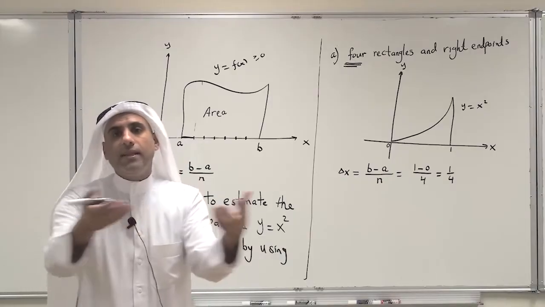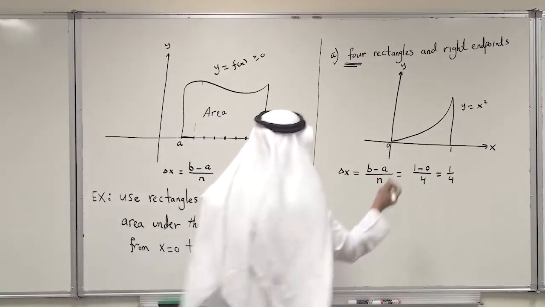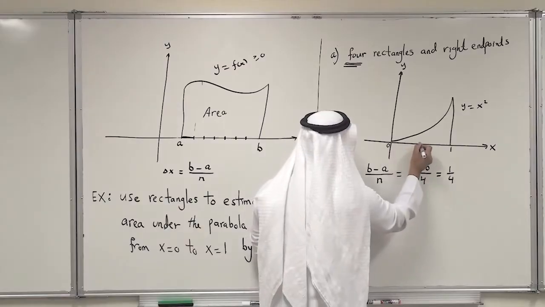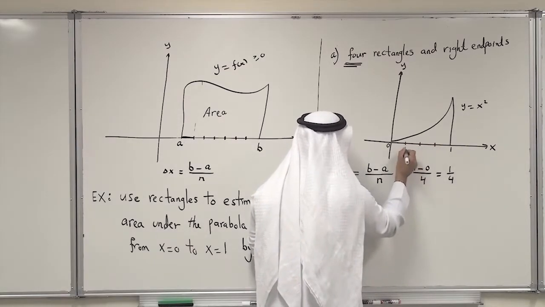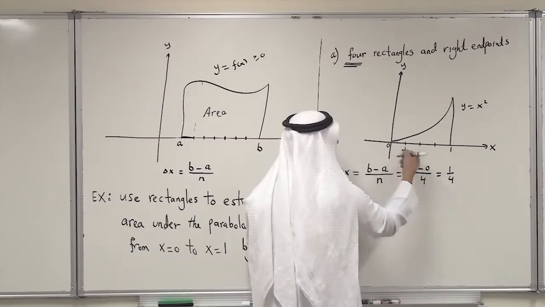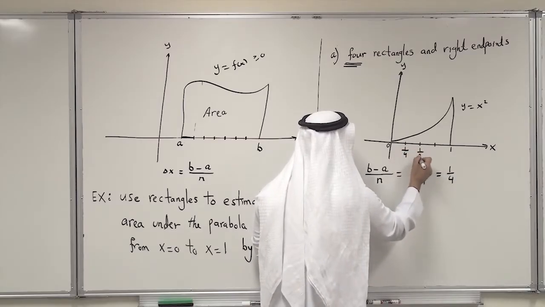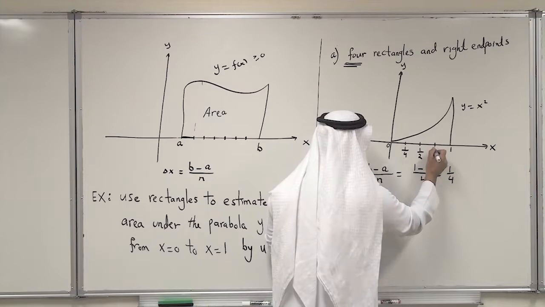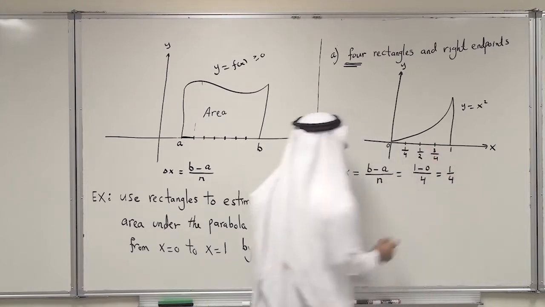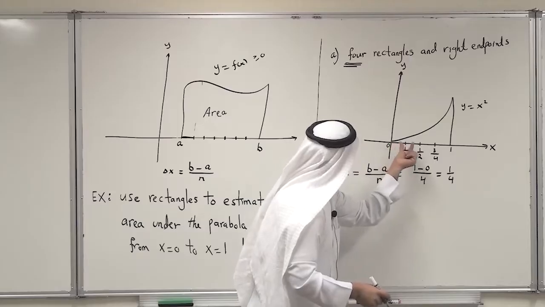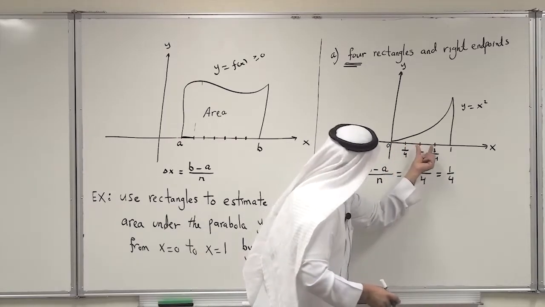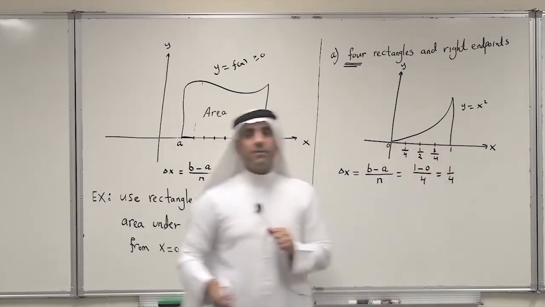Now you need to find the points. This is 0. After adding 1/4, this is what you will get: 1/4. Adding another 1/4, this will be 1/2. Another 1/4, this will be 3/4. Okay, so we form the partition now. We have the first sub-interval, the second sub-interval, the third sub-interval, the fourth sub-interval.